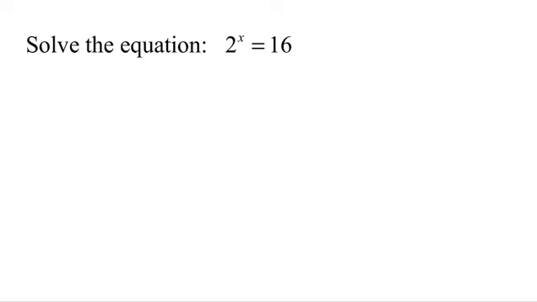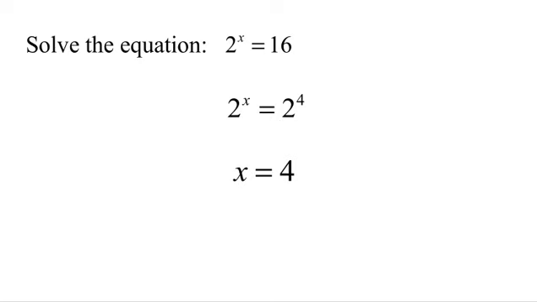We want to solve the equation 2 to the x equals 16. How are we going to do that? We're going to rewrite that in terms of exponents. What is 16? 4 times 4, 2 times 2 times 2 times 2. 16 is 2 to the 4th power. So we get 2 to the x equals 2 to the 4th. If that's the case, what can we conclude? Of course, x equals 4. Relatively easy for us to do.